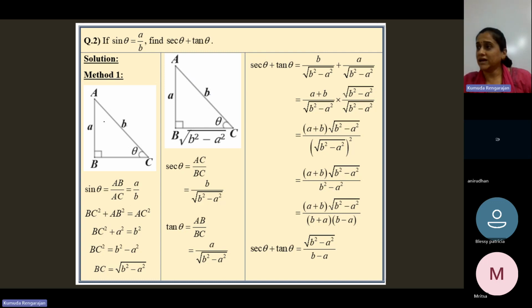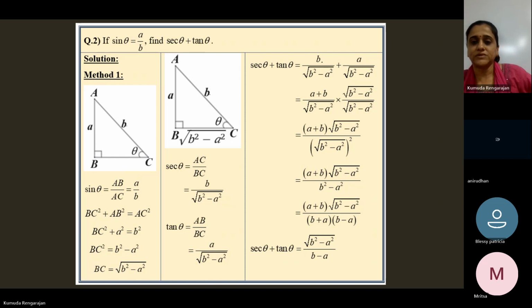I've taken a right triangle. I've called it ABC. I've marked this one as theta, any acute angle theta. So you can see opposite by hypotenuse, A by B, because this is the adjacent side. And then we found BC using Pythagoras theorem. Then we have written secant theta and tan theta, and then added here.